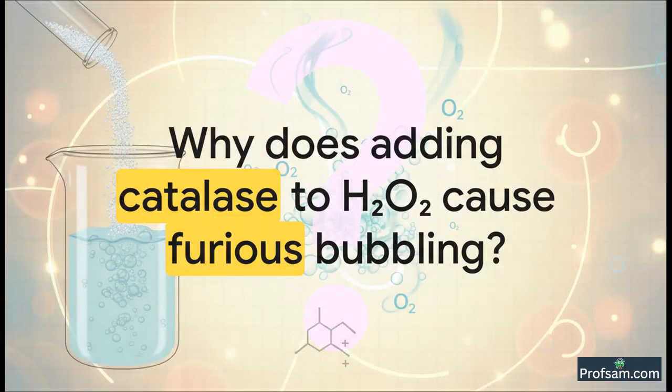Just imagine you have a solution of hydrogen peroxide. You know, on its own, it breaks down very, very slowly. But now, what if you add just a pinch of a special powder called catalase? The moment you add it, the solution starts bubbling furiously, releasing lots of oxygen gas. There is no fire, no high temperature. So how is this reaction happening so fast right at room temperature? Just think about it for a moment.